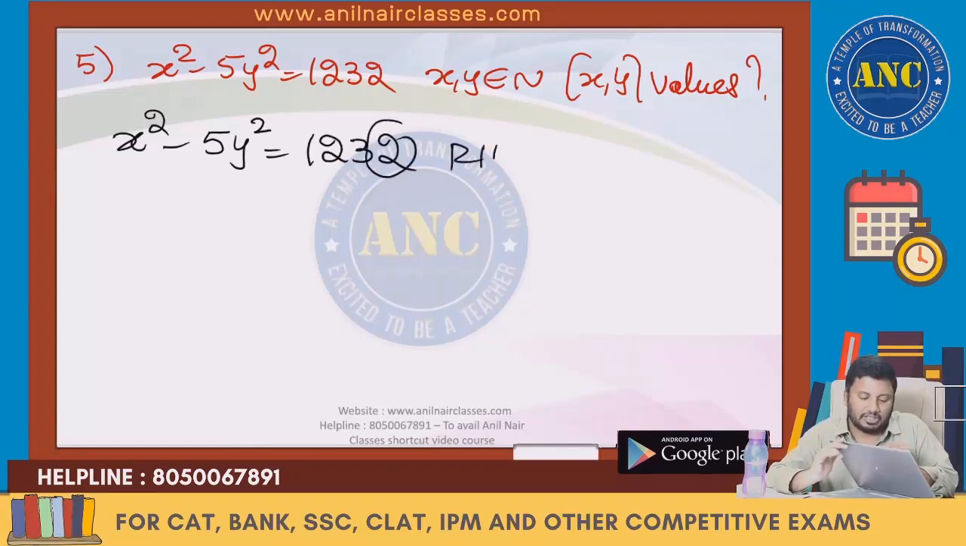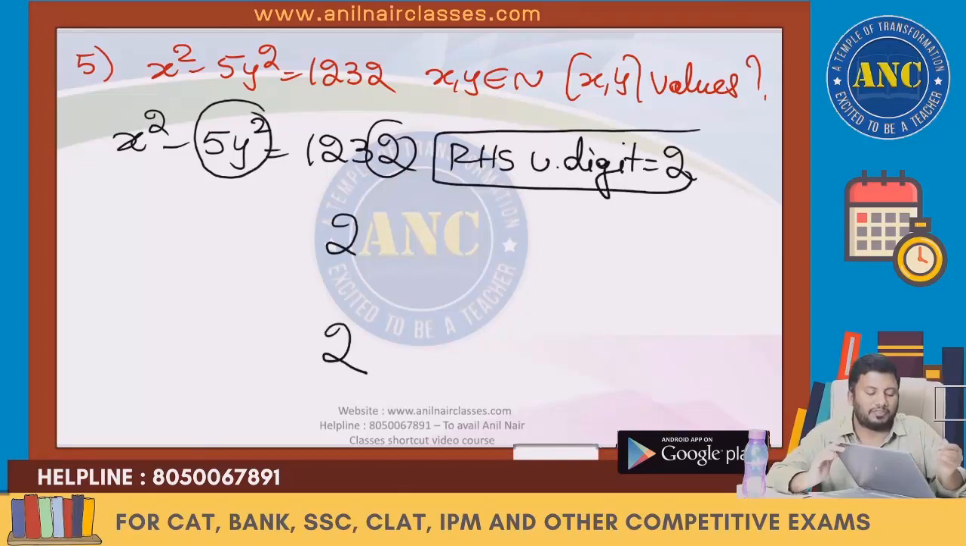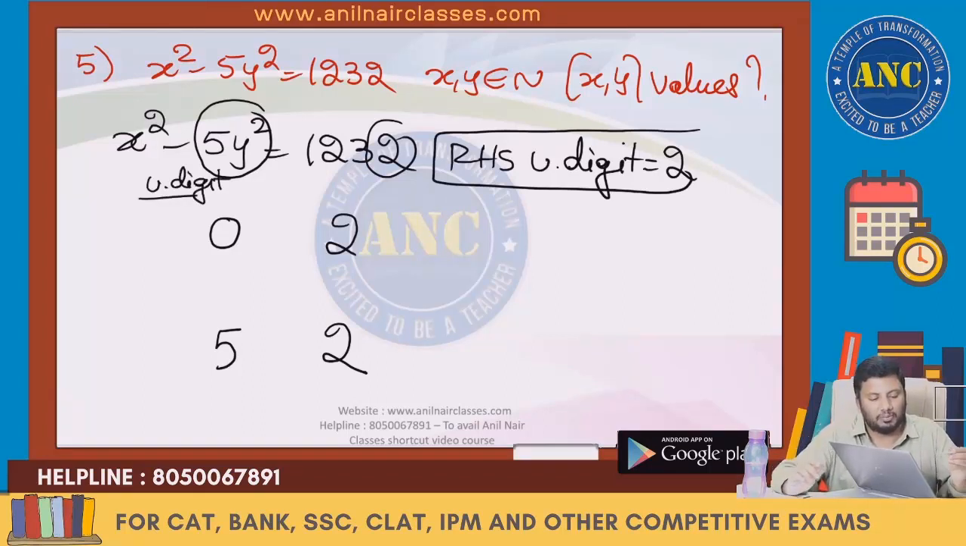The right hand side unit digit is 2. If the right hand side unit digit is 2, here also it is 2. This is multiplied by 5. Any number multiplied by 5, unit digit will be 0 or 5. Something minus 0 is 2, that something's unit digit is 2. Something minus 5 is 2, that something's unit digit is 7.